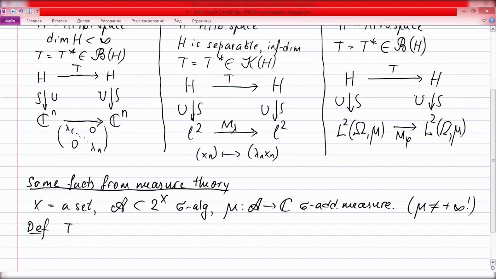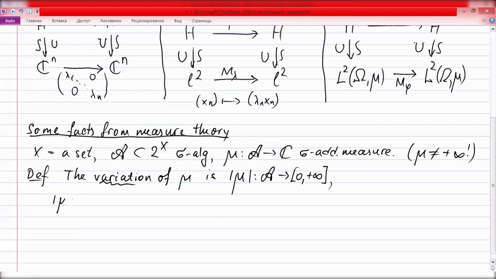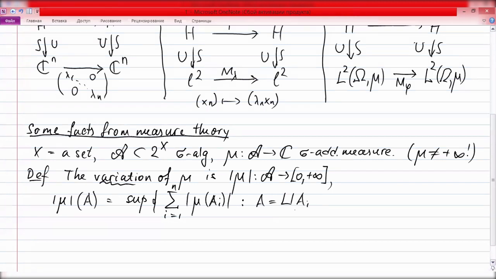By definition, the variation of mu is a function denoted in this way. It is non-negative, defined by the following rule. So if A is a set from our sigma algebra, then we consider all partitions of A, and for each partition we take the following sum. So the supremum is taken over all partitions of A into finitely many disjoint sets from our sigma algebra. So this is the variation of our measure.